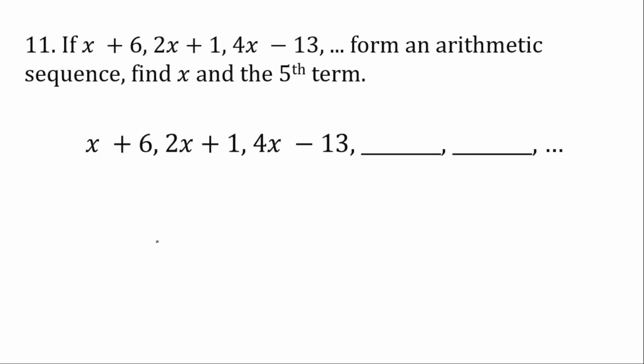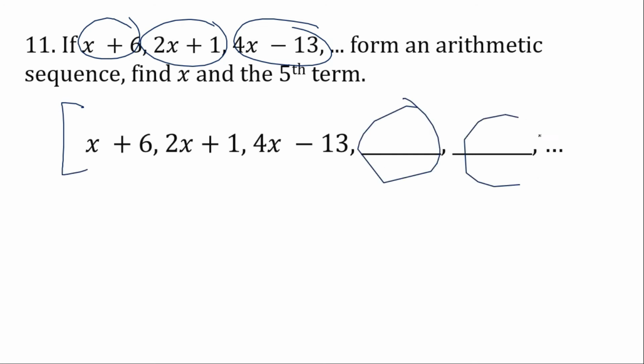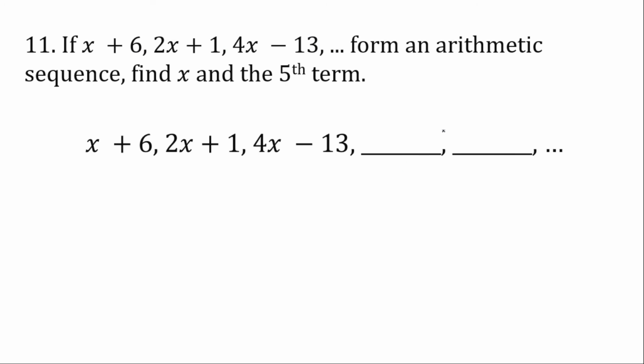Now problem number 11. If x plus 6, 2x plus 1, and 4x minus 13 form an arithmetic sequence, find x and the fifth term. Okay, I'll just illustrate this like this so that we could find the fourth and the fifth term and we can find also the value of x. If it is an arithmetic sequence, it tells us that if we subtract this from this, we will get a certain value. And if we subtract this from this, that value is equal to each other. So we can equate them and we can get the value of x.